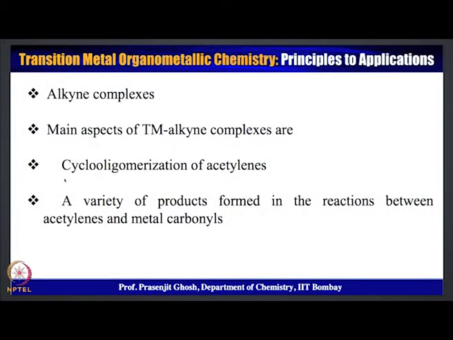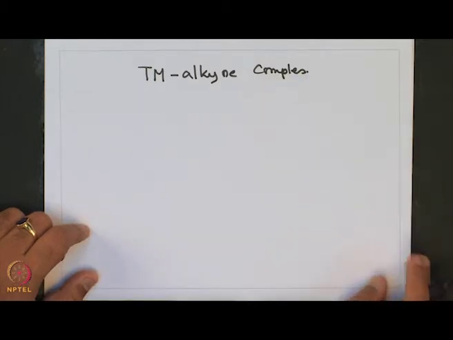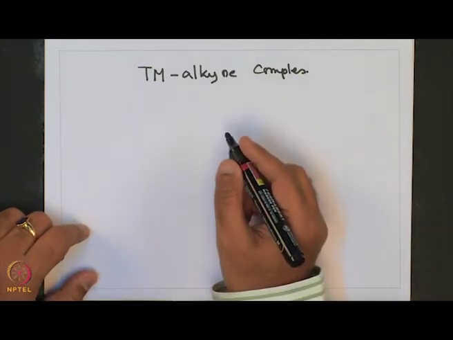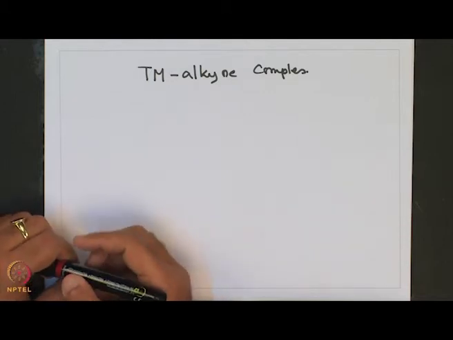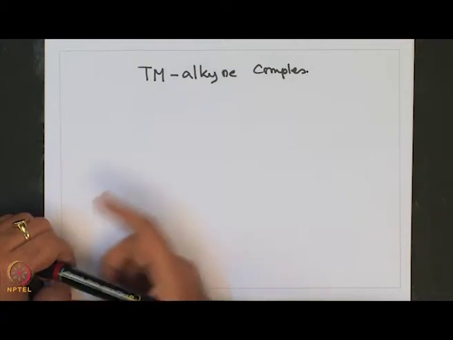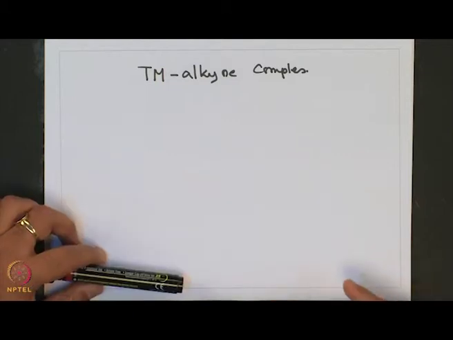So, next we come to an interesting topic, moving over from olefin complexes. These are transition metal alkyne complexes. The main aspects of transition metal alkyne complexes are cyclo-oligomerization reactions of alkyne as well as a variety of products formed in the reaction between alkyne and the transition metal carbonyl complexes. So, they are important in terms of their utility for oligomerization reactions that are common for alkyne. So, it is important for us to give this class of compounds special treatment, particularly looking into the synthesis, reactivity and property as well as bonding studies of transition metal alkyne complexes.